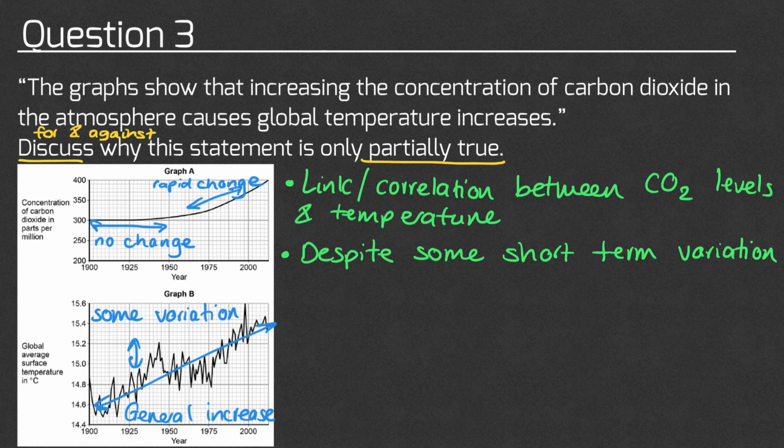And we're saying this is partially true because there is some short-term variation. For example, whilst there wasn't any change in the carbon dioxide levels really between 1900 and 1950, the temperature was still increasing, and then it went down again, but the general trend is increasing.